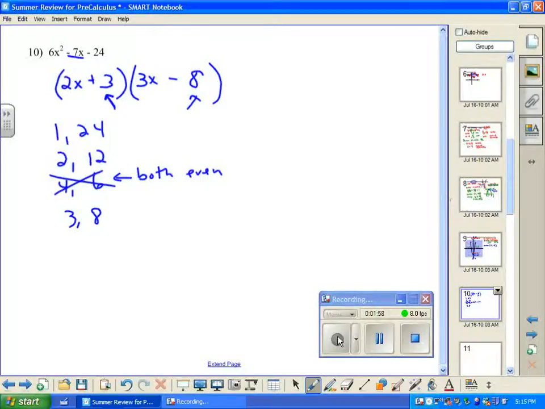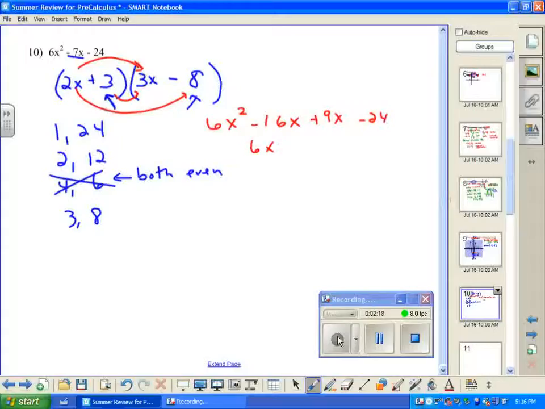And if you multiply it out, you can verify that we did factor this correctly. You'd have 2x times 3x, which would be 6x squared. Outside terms, you'd have -16x. Oops, this should be -6x squared. Then we have -16x. Inside terms plus 9x, and the last terms will be -24. And when we combine the middle two terms, we end up with our original polynomial.